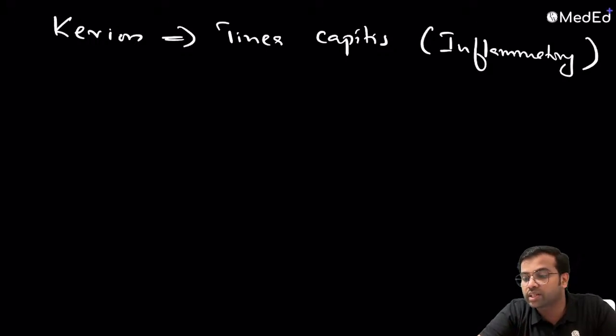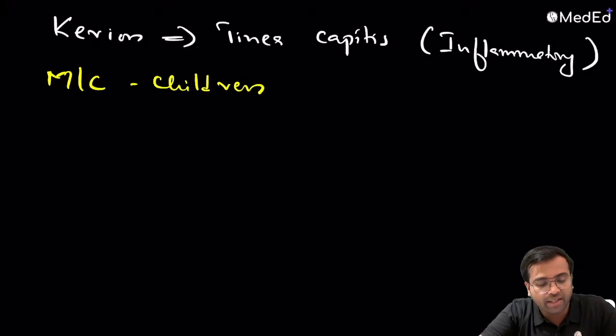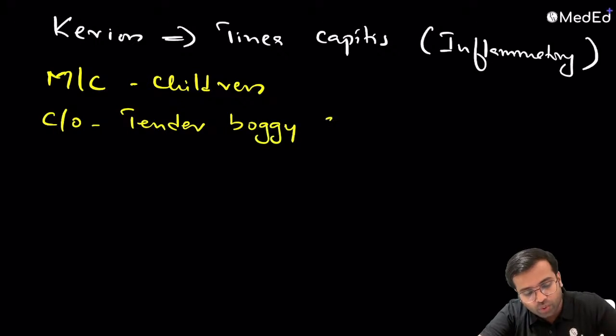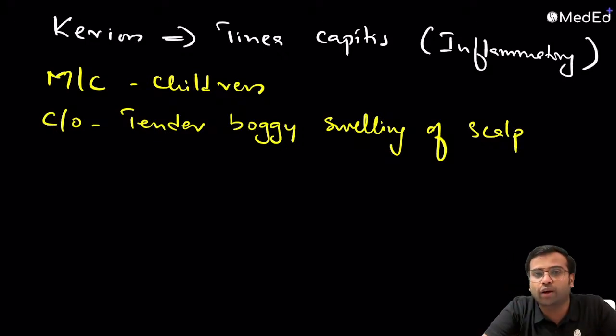Now what happens in Kerion is that this is going to be more common in children, and the child will always complain to you about a tender, boggy swelling of the scalp. So there is a painful swelling of the scalp. That is why I use the word tender. Tender boggy swelling of the scalp.